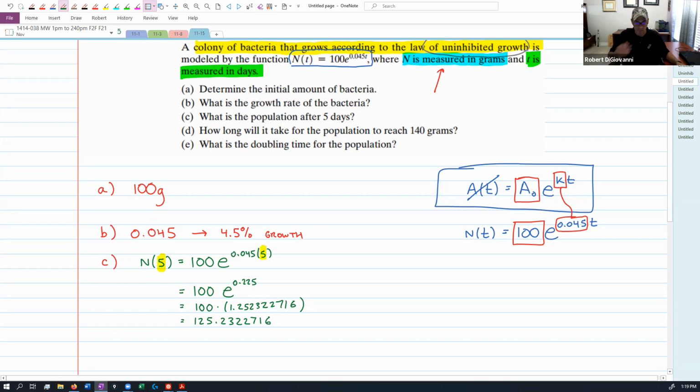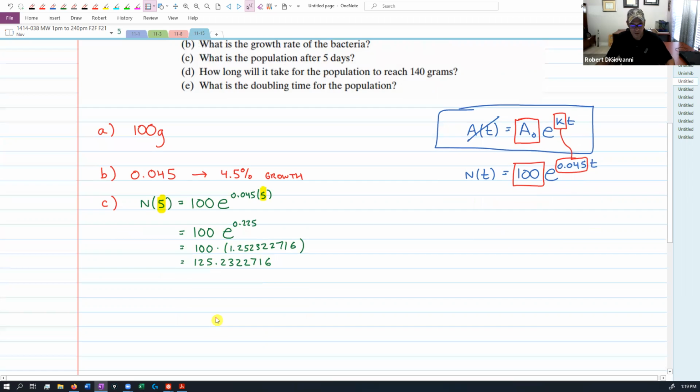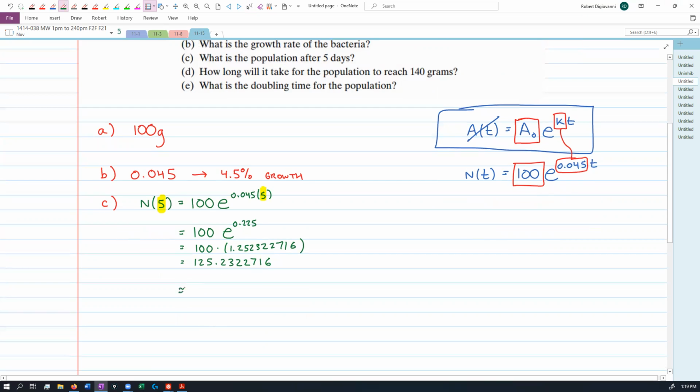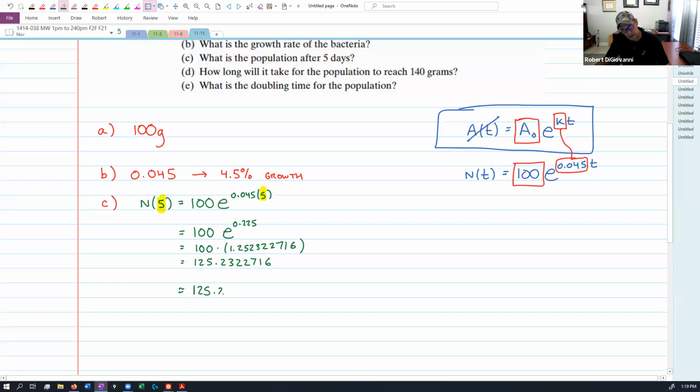Now, they want to know the population after 5 days. This is the population. Are we saying 125 bacteria? What are we saying here? Grams of bacteria. Grams. So we want to put 125. We can round, let's just say 0.23 grams of bacteria.